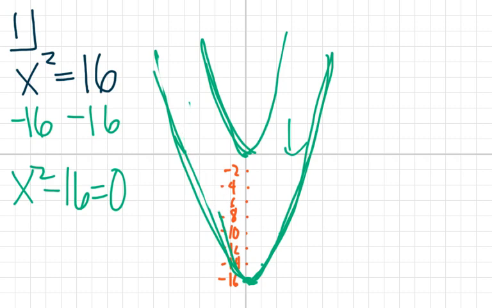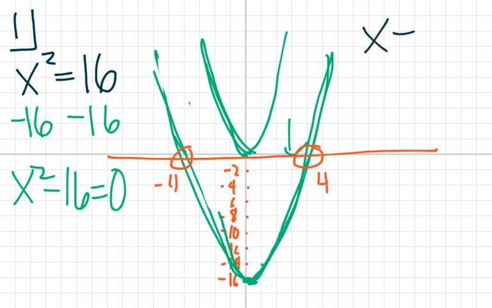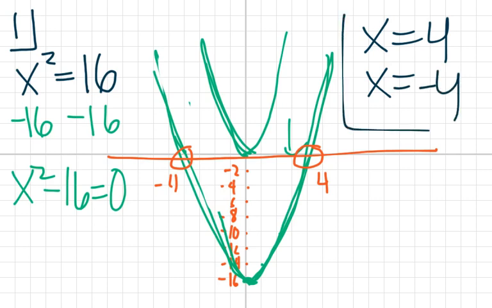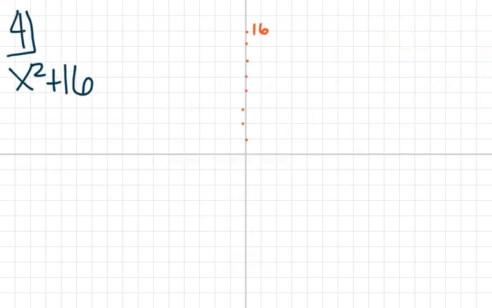Okay? So what x equals is where it intercepts the x-axis. So the x-axis is this line right here, so it intersects right here and right here. So this is negative 4 and 4. So what that means is x equals 4 and x equals negative 4. And this is your answer for number 1.